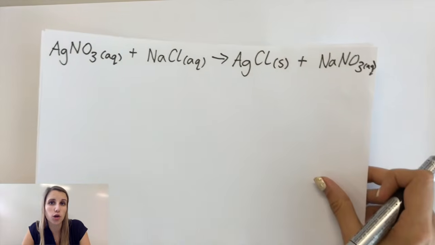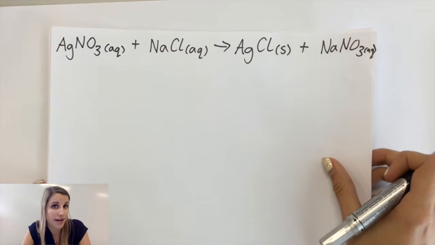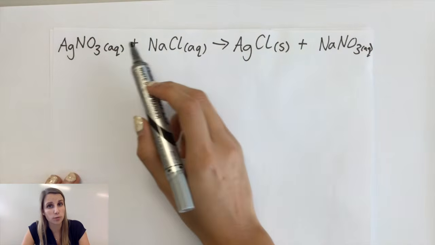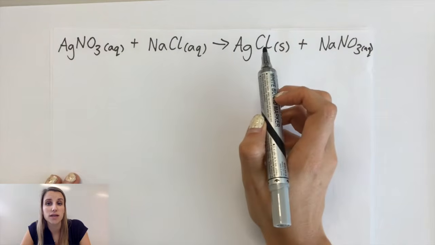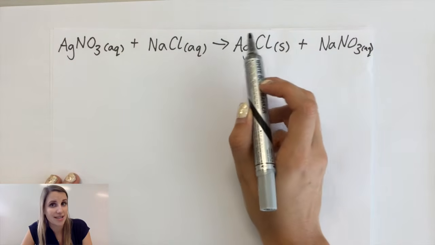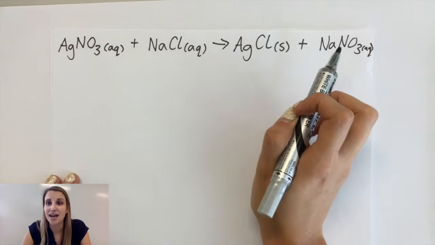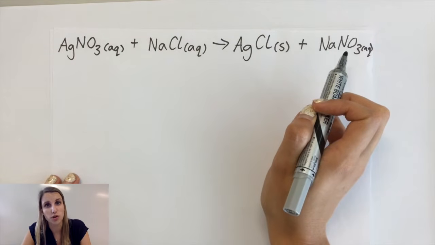This is the test for chloride ions, if you've studied that already. So we've got silver nitrate aqueous reacting with sodium chloride aqueous, making silver chloride, which is a solid, a precipitate, a white precipitate in this case, and sodium nitrate, which is also aqueous.